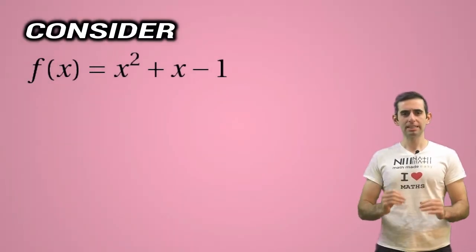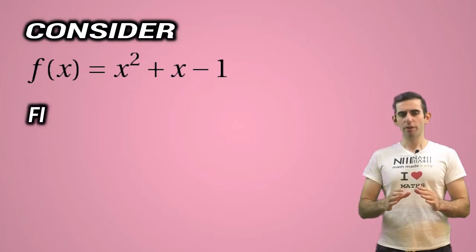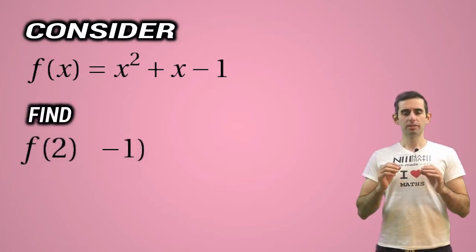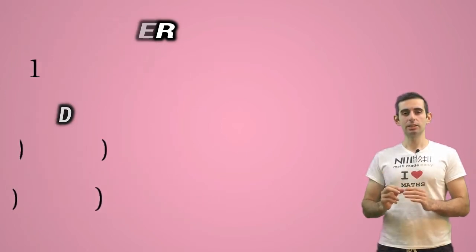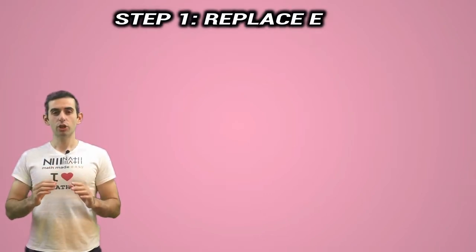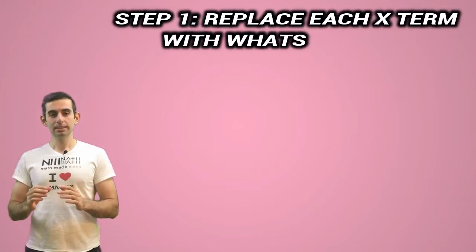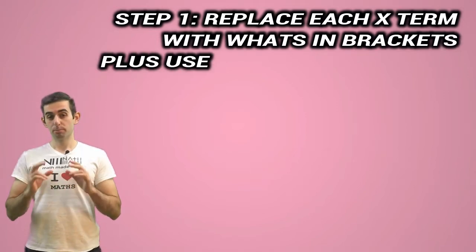Alright, so let's consider the function f of x equals x squared plus x minus 1. And we want to find f of 2, f of negative 1, f of negative t, and f of y plus h. When we use function notation, the first step is replace every x term with what's in the f of x brackets, and when you sub in, you need to use brackets.